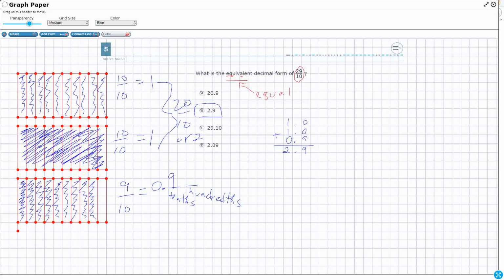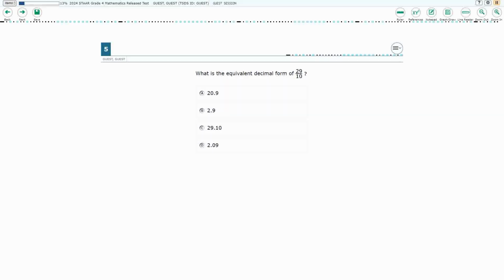And another way to think of this is look at the 29/10. You notice that it's improper, right? So our numerator is larger than our denominator, which means it needs to be greater than 1. So that could possibly eliminate something, but take a look at our answer choices. They're all greater than 1. None of them are less than 1, so that doesn't really help, but sometimes you can eliminate answer choices that way. So our answer here is B.